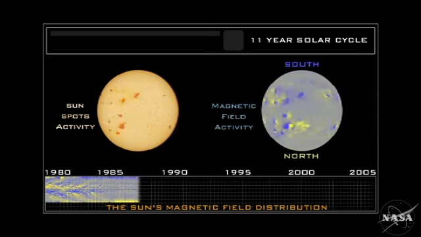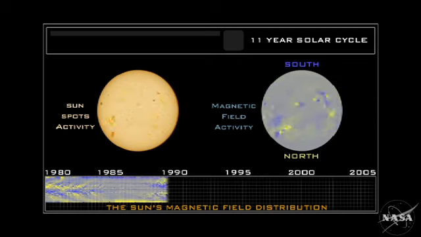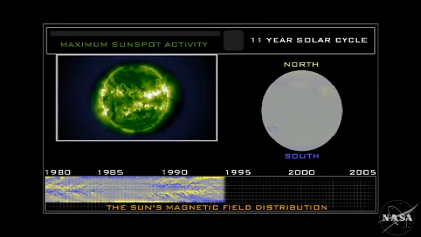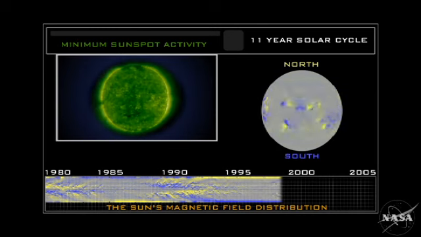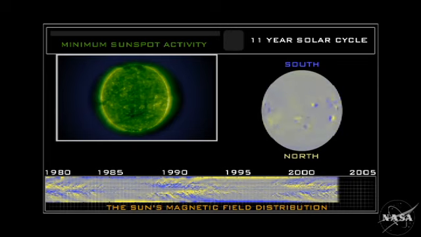Over the cycle, the number of sunspots increase and decrease, and the magnetic polarity of the Sun changes. At the maximum, several flares and CMEs occur every day. At the minimum, when there are almost no sunspots, flares and CMEs might occur only once or twice per week.